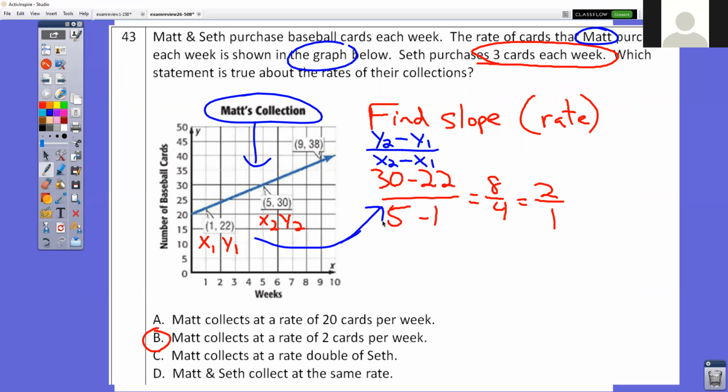You get 8/4. You won't see 8/4 as an answer. You would have to divide by 4 and divide by 4. You get a slope or a rate of 2. Well, that is choice B. Matt collects at a rate of 2 cards per week.